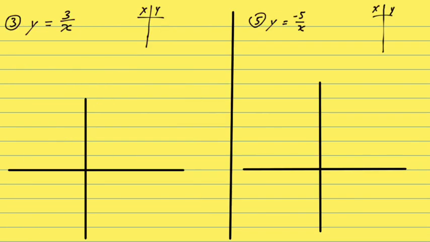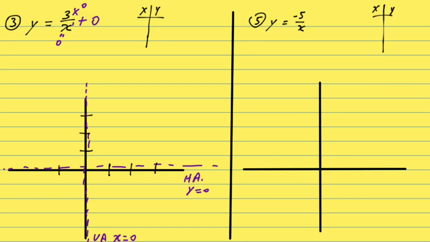3 to 29 odds. 3 is 3 over x. You can always make an xy table. Again, what value makes the bottom 0? Well, that is a vertical asymptote. So there's a vertical asymptote at x equals 0. What number is added at the end here? 0. So again, I usually say if the degree of the bottom is bigger than the degree of the top, the horizontal asymptote will be at 0. So I have my vertical asymptote labeled, I have my horizontal asymptote labeled.